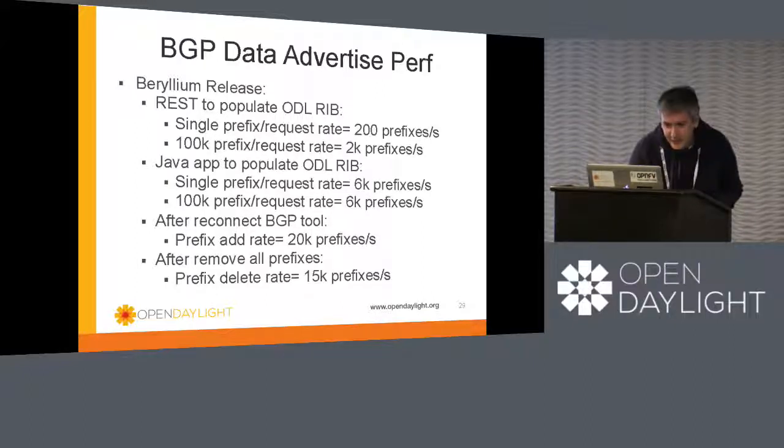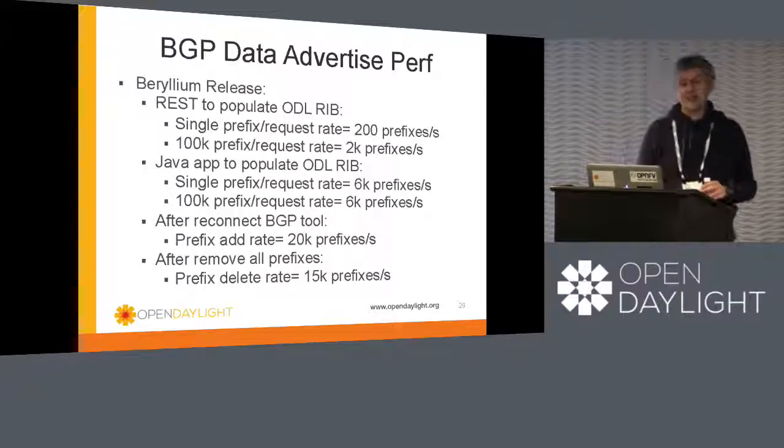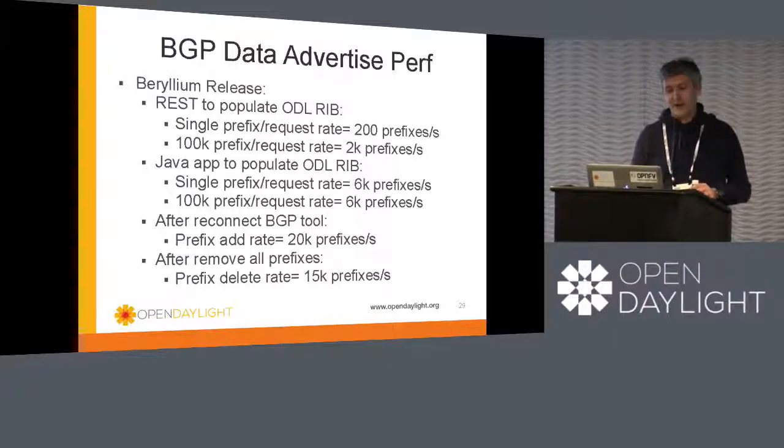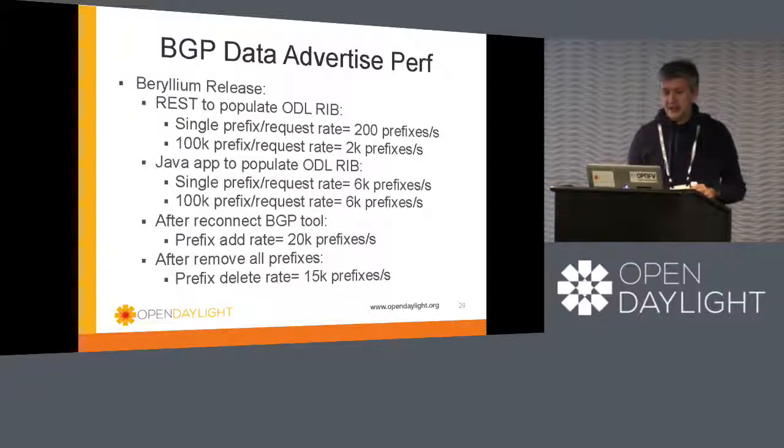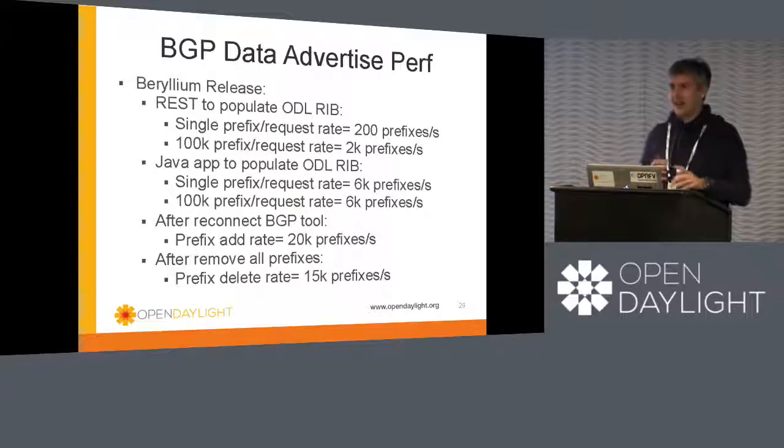So, okay, let me see. 100K prefixes per second, sorry, this is when you batch. So let me go back. When you use REST, you have two possibilities, single prefix or batching. When you do single prefix, you get 200 per second. When you do batching, it's 10 times more, 2,000 prefixes per second. When you use a Java application internally in the controller, obviously you are not using REST, so it's much faster. And then regardless of single or 100, you can program at 6,000 prefixes per second because you are internally in OpenDaylight.